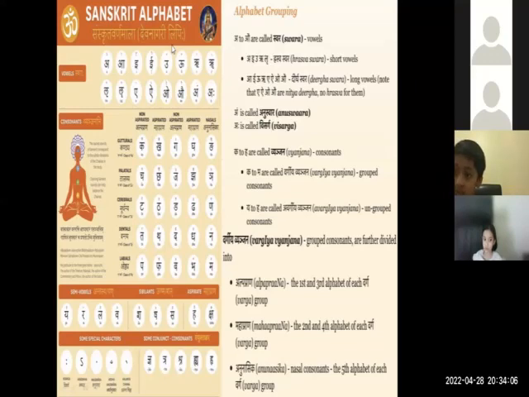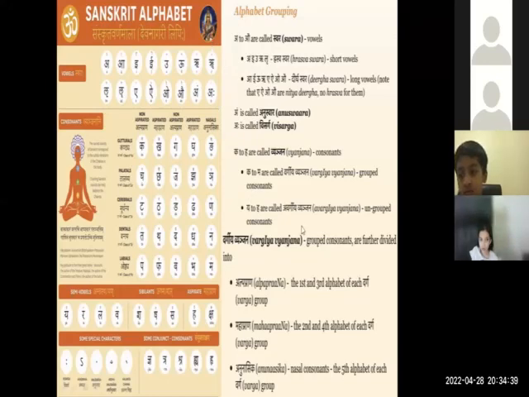Then at the bottom of the chart, you see special characters. The two dots are called visarga. Then you have the S-like mark in some of the shlokas, which you would definitely have come across. That is called avagraha chinha, the avagraha symbol. Avagraha means that an akara is dropped. Then one dot on any letter is called Anuswara.